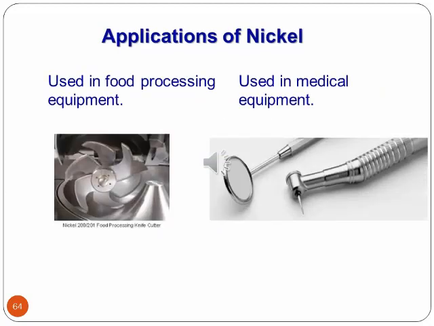Here are some diagrammatic examples of applications of nickel used in the food processing industry. This is a knife cutter that is used in the food processing industry. Then you have medical applications in medical equipment. So these are some of the applications of nickel alloys.